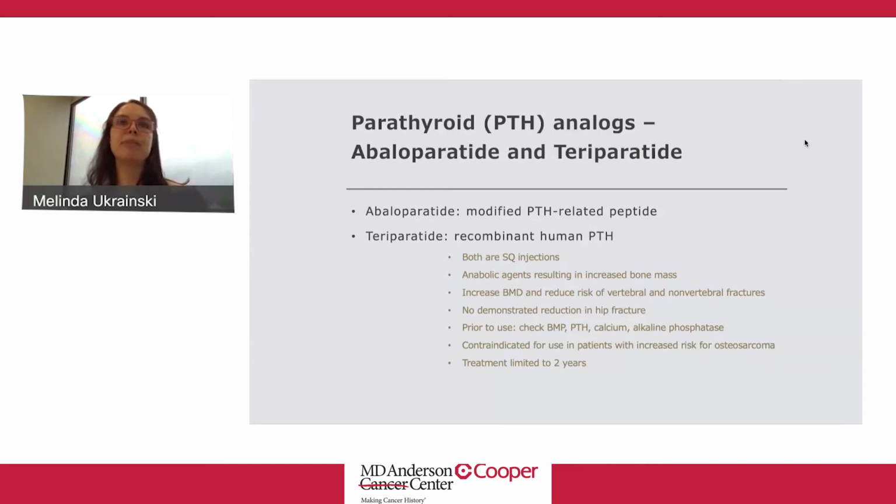Prior to use, you want to check a basic metabolic panel, parathyroid levels, calcium, and alkaline phosphatase. Basically anything that could indicate if there's possibly an issue with the bone prior to starting. We don't use this medicine in patients who are at increased risk for osteosarcoma. That includes patients with Paget's disease or history of radiation treatment. And we limit the treatment to 2 years. Both of these medicines are approved for postmenopausal osteoporosis treatment. Teriparatide is also approved for treatment of osteoporosis in men.